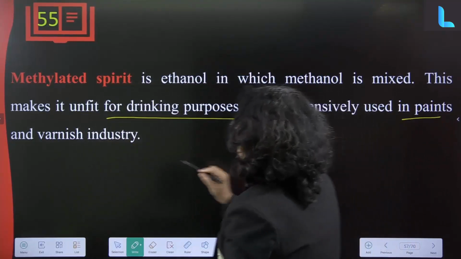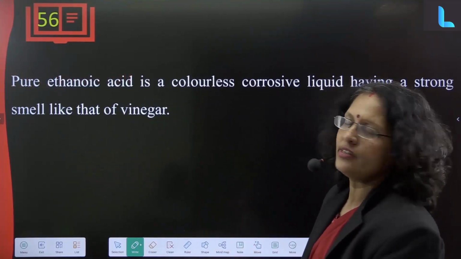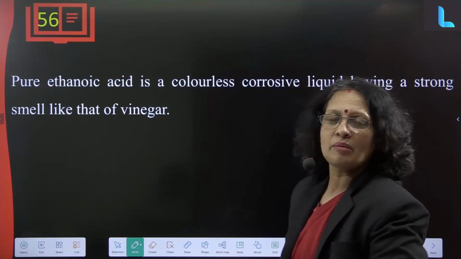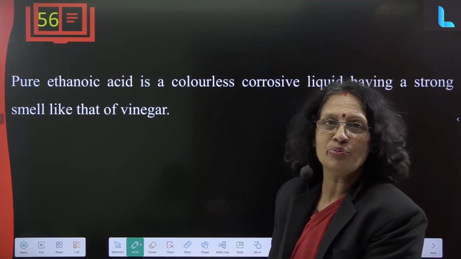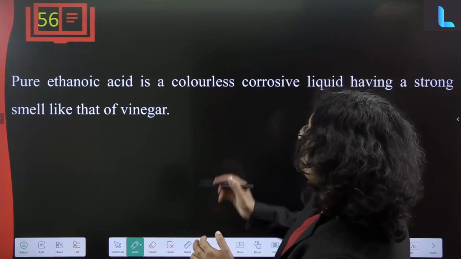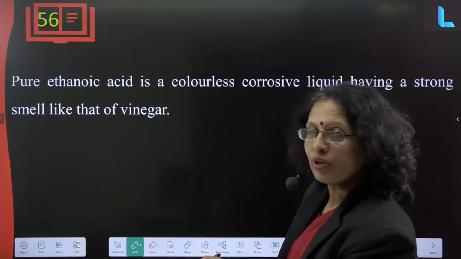Okay, this is a solvent. This is not for drinking purposes. For paints and varnishes, it is used as a thinner. Sometimes some people by mistake drink that and they lose their life because it is highly poisonous for the human body. Then pure ethanoic acid is a colorless corrosive liquid having a strong smell like vinegar.